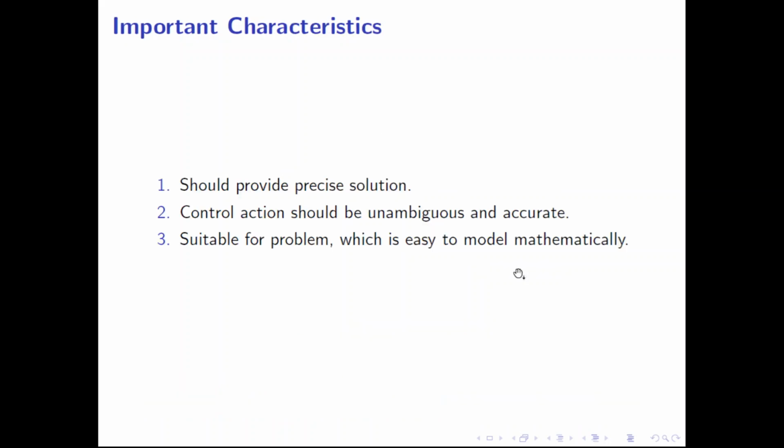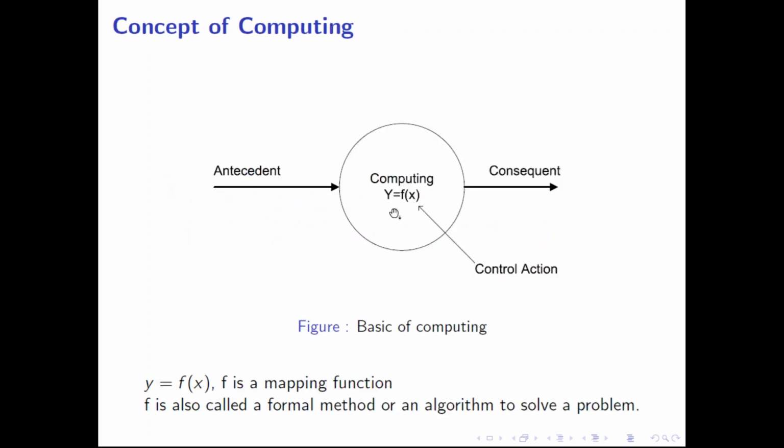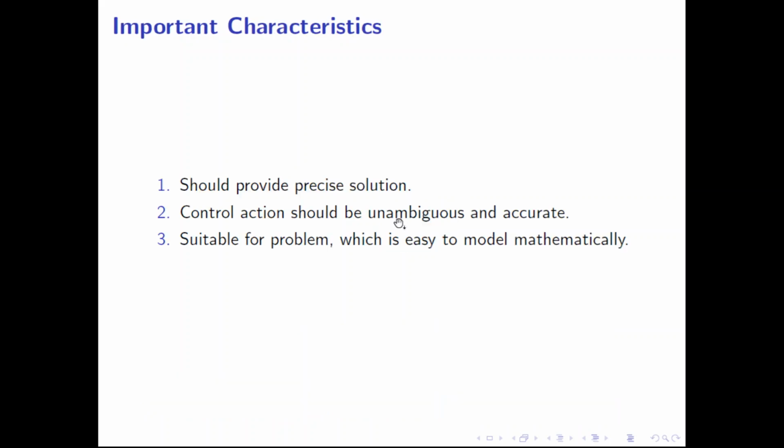Fine. And what are the characteristics of computing? Here we are discussing the characteristics of computing. We have not yet entered into what is soft computing and what is hard computing, all those things. We are just discussing computing. A computing should provide a precise solution. When you perform some computation, the solution should be accurate. And the control action should be unambiguous. Control action means the process of computing. The process of computing should be unambiguous, and it should be accurate.